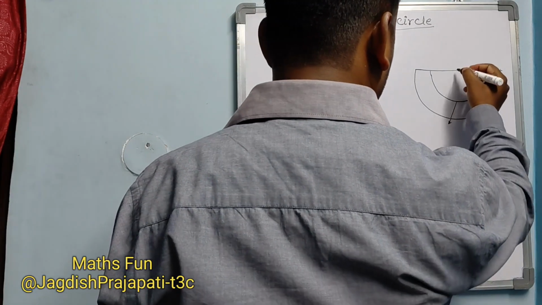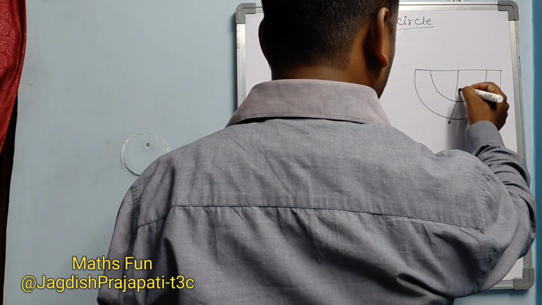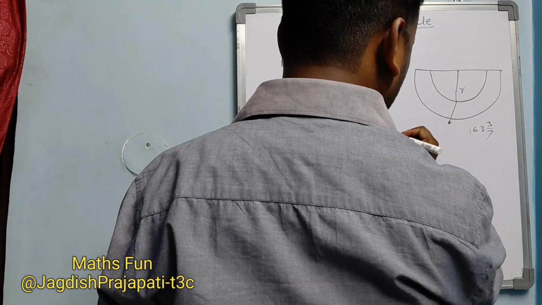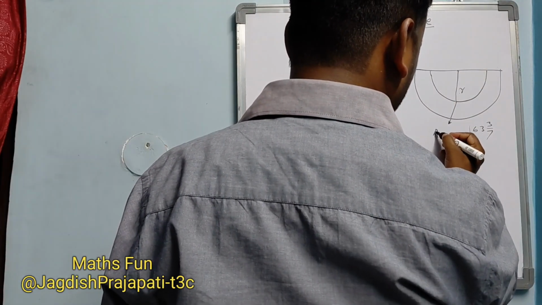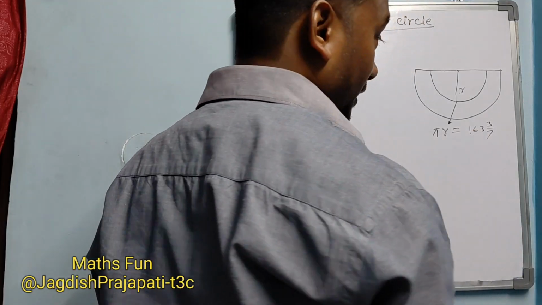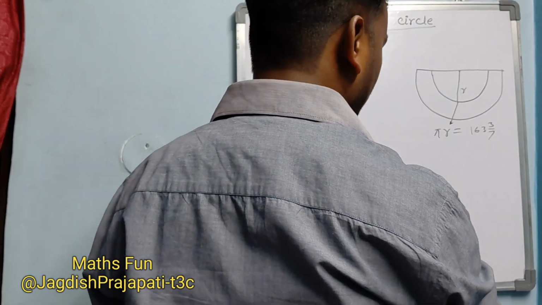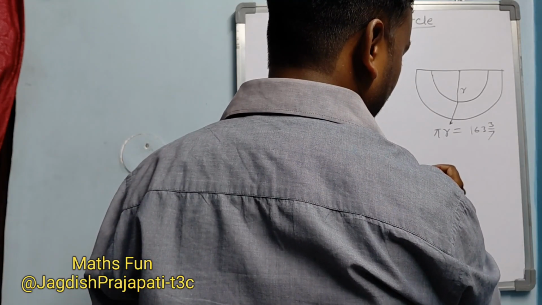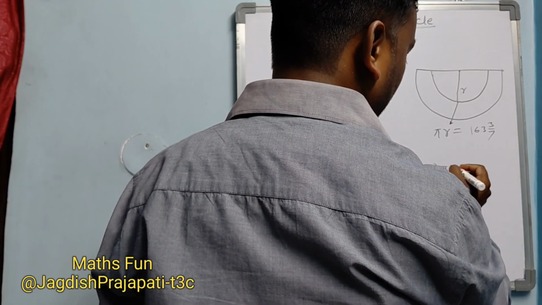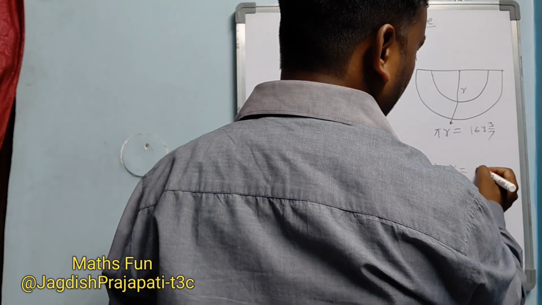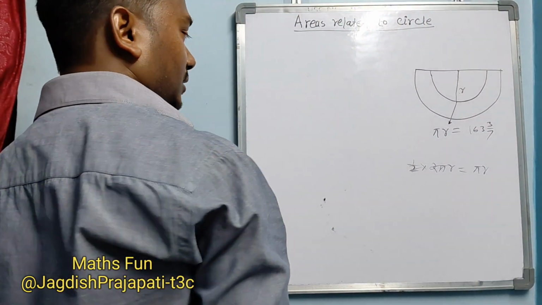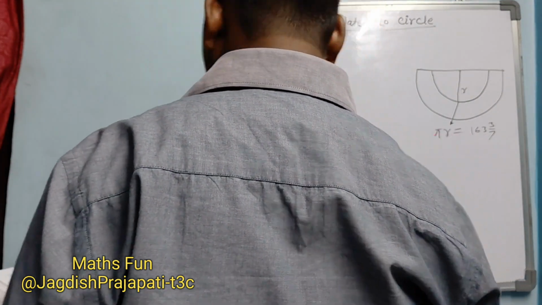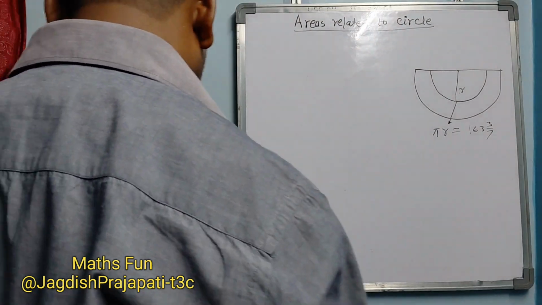Now this is given. So if we assume the radius is r, then this value will be equal to pi r, not 2 pi r, because this is a semicircle. Circumference of semicircle, what will it be? 2 pi r, that is pi r only. So with the help of this you can find out the radius of the inner circle.